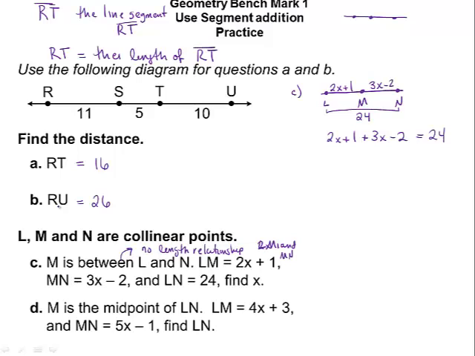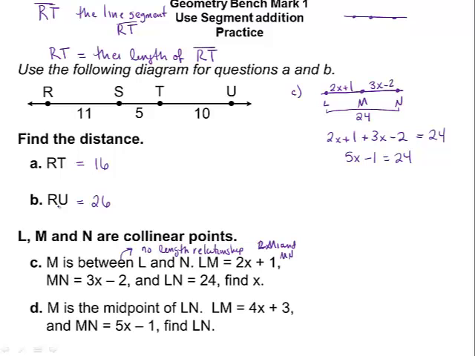Let me think of a scenario. Okay, so everybody understand why this gets set up this way? Because it could be a midpoint, but I'm not told it's a midpoint. I just know that it's between, and I know that this piece plus this piece will equal the whole thing, 24. So now I want to add the x's together. So I get 5x, and then 1 minus 2 is negative 1. Any questions about that part?